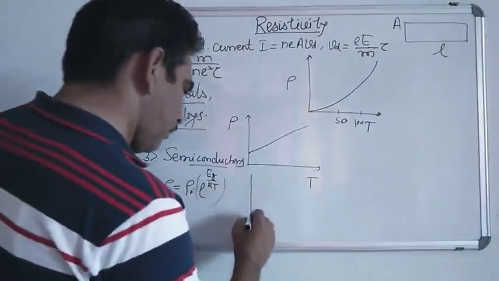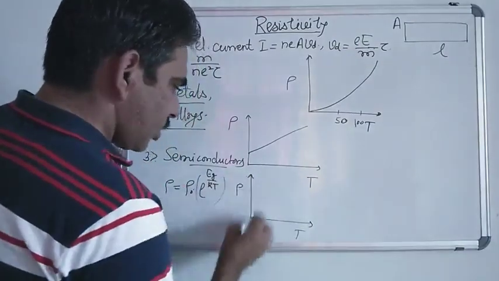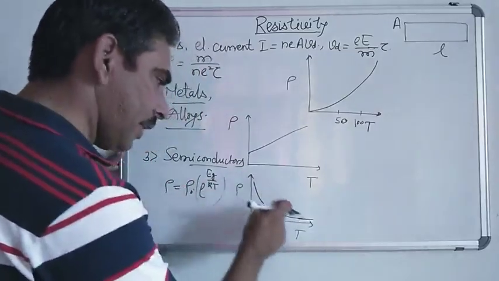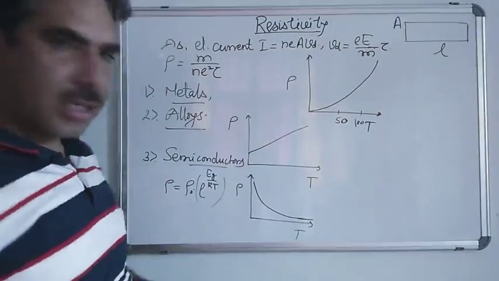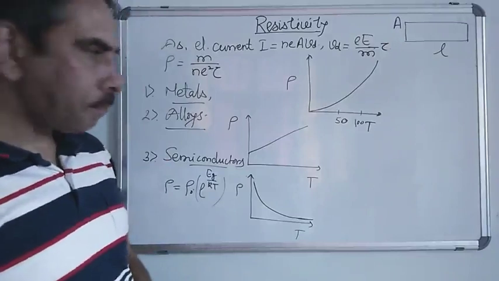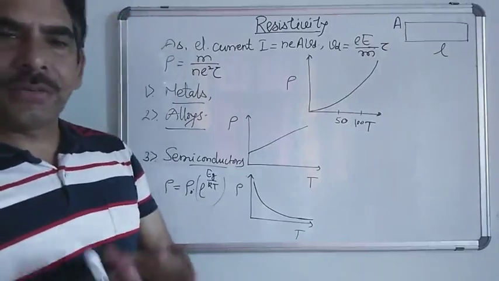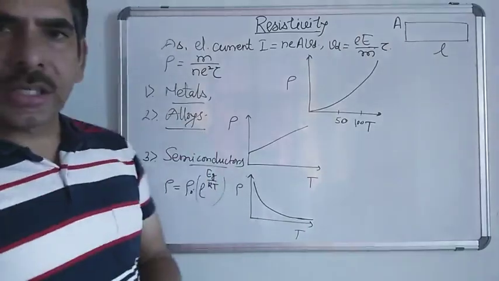From here, if we plot the graph for the resistivity of semiconductors, it takes this exponential form. Its resistivity decreases with increase in temperature. So this is the advantage of semiconductors under some specific terms. So this is all about the resistivity of the different kinds of materials: metals, alloys, semiconductors.